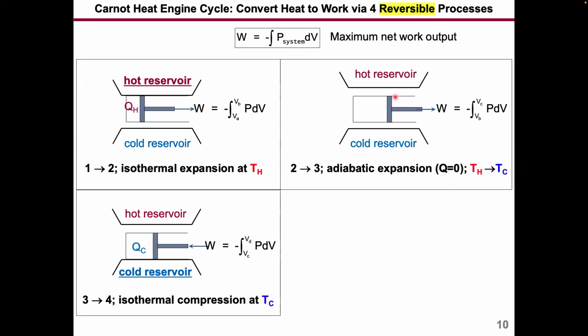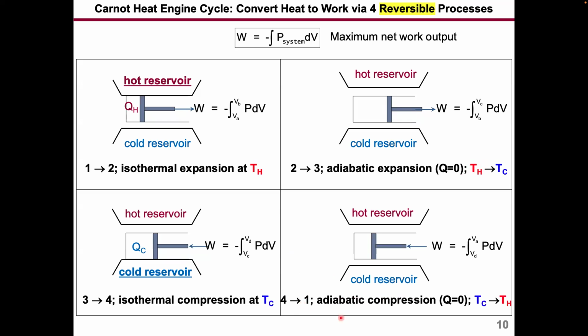And then what you do is you bring this whole system, after this adiabatic expansion, in contact with the cold reservoir. And then the system will slowly contract, right? And then we'll do isothermal compression at TC, okay? So you apply some work, and you are compressing at TC. And then finally you do some adiabatic compression. So Q is equal to 0, and then TC goes back to TH.